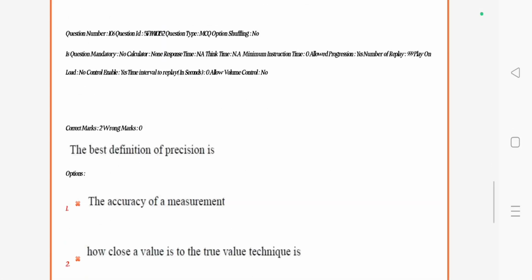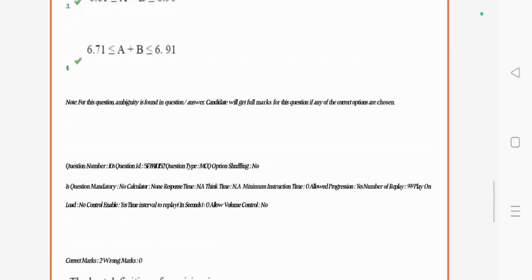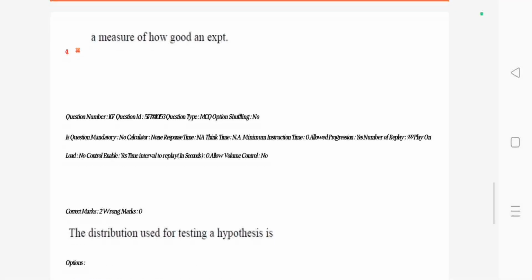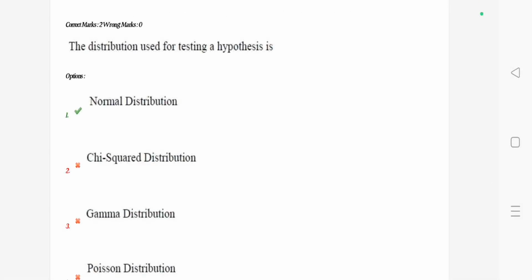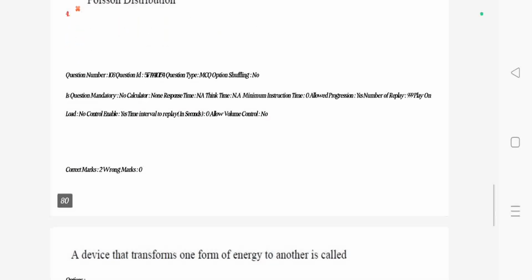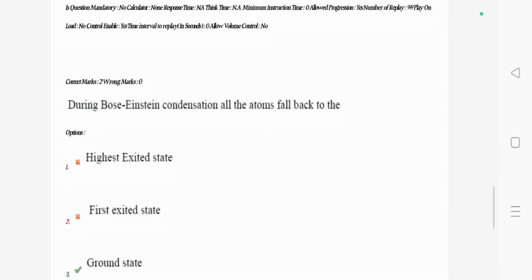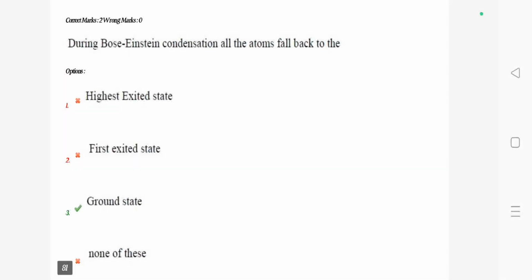Now next, the best definition of precision: a measure of reproducibility of a result. The distribution is used for testing a hypothesis of normal distribution. A device that transfers one form of energy to another is called a transducer. During Bose-Einstein condensation, all the atoms fall back to the ground state.